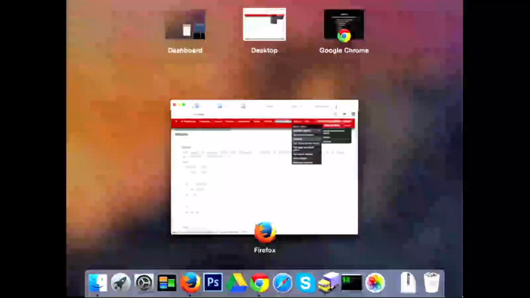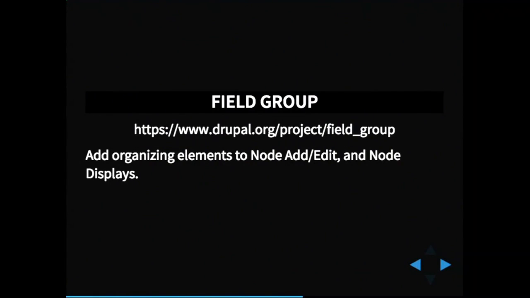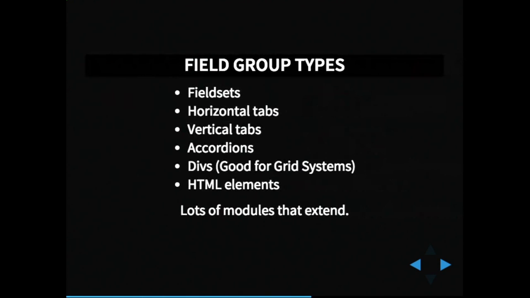The next one I'm going to talk about is the organizer, Field Group. Once you've created your fields, they go on the content type screen, on the node screen, in a big blob, a big list. You can order them up and down, but Field Group lets you organize them. Field Group gives you field sets, horizontal tabs, vertical tabs, accordions, and divs on which you can add your own classes and HTML elements. And then there are a lot of other modules that extend it.